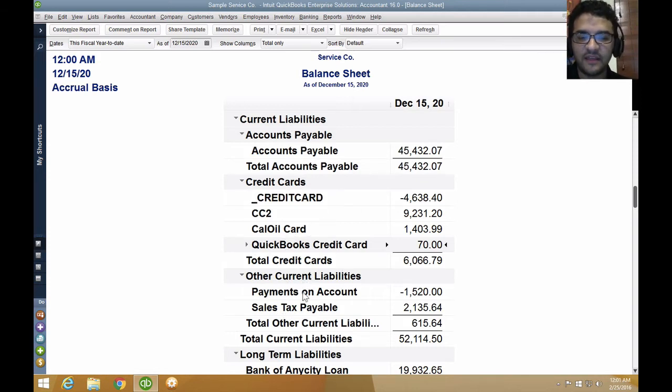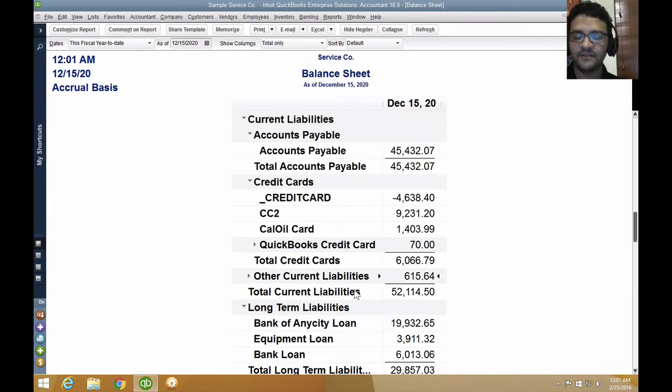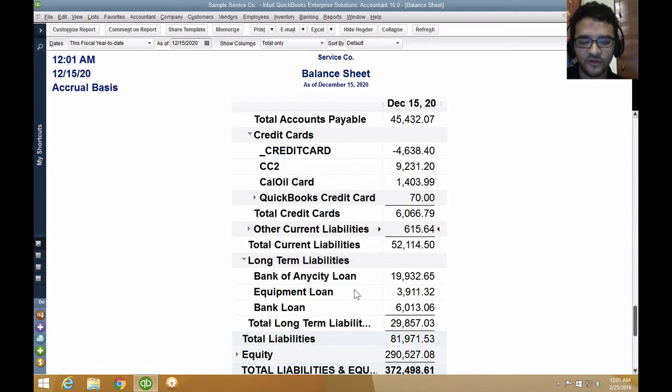We also see things like sales tax payable or payroll liabilities. Those are things that we're typically going to pay within a month or two. So it's definitely under that 1 year operating cycle that I was referring to.